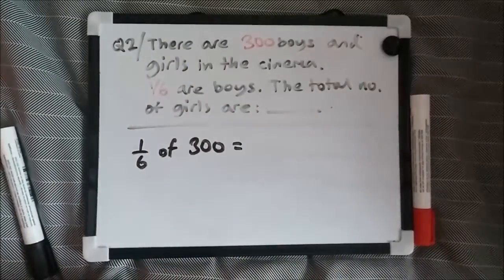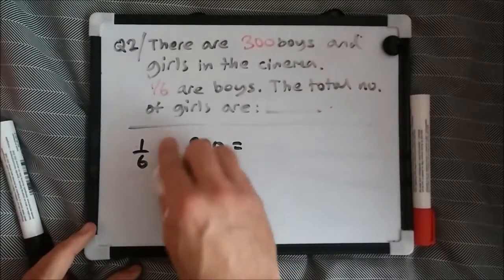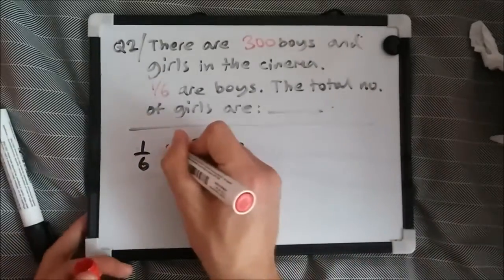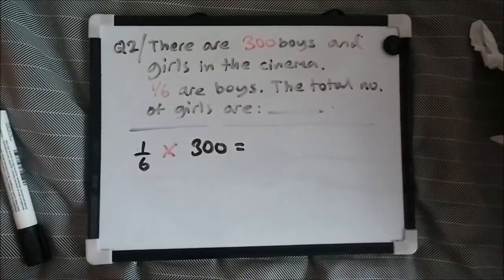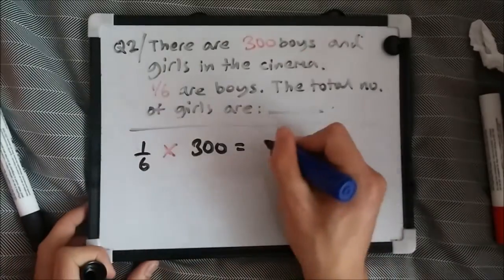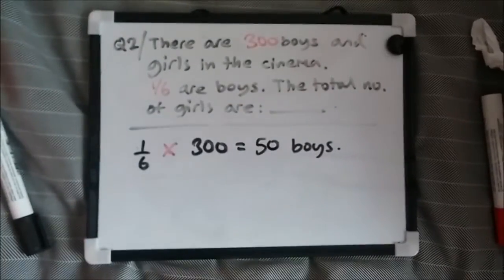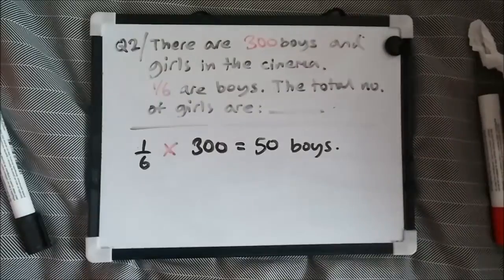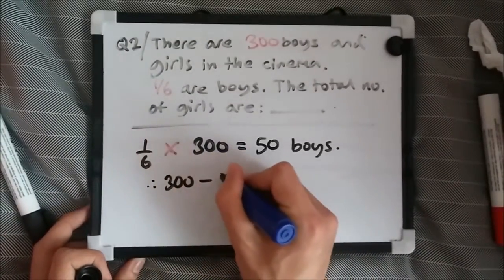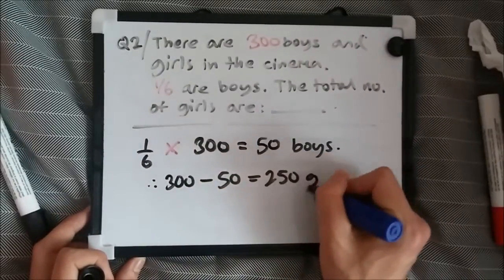So 1/6 of 300. Straight away, the word 'of' in mathematical notation actually means times. When you have something of another amount, what they really mean is 1/6 times 300. In the calculator or using mental maths, 1/6 of 300 will give us 50 boys. So if there's 50 boys in the cinema out of 300, we can say there are a total of 300 minus 50, and this will give us 250 girls.